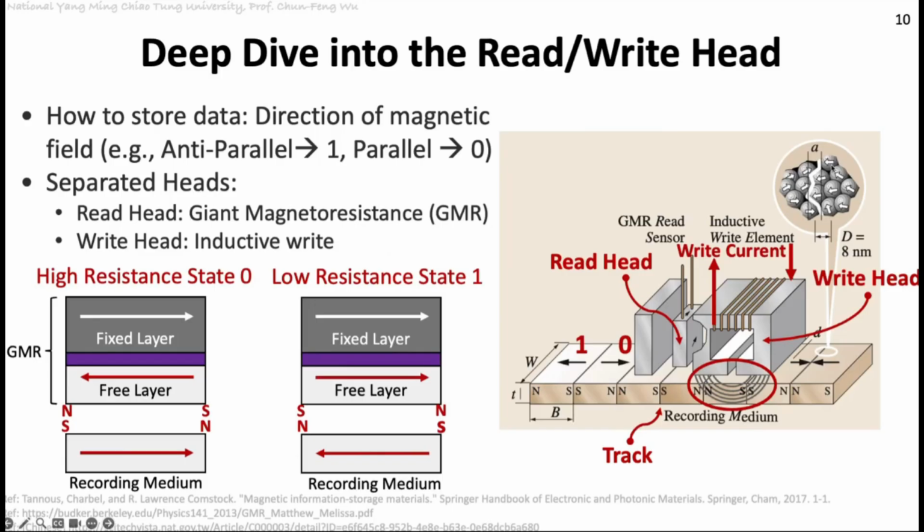And what the distance between two recording mediums is, and what the size of the write head is, really depends on the different kind of hard disk drive. Different designs will affect the size of the write head and then the distance between different recording mediums here. Okay, so this is how the hard disk drive works with this kind of read head and write head.